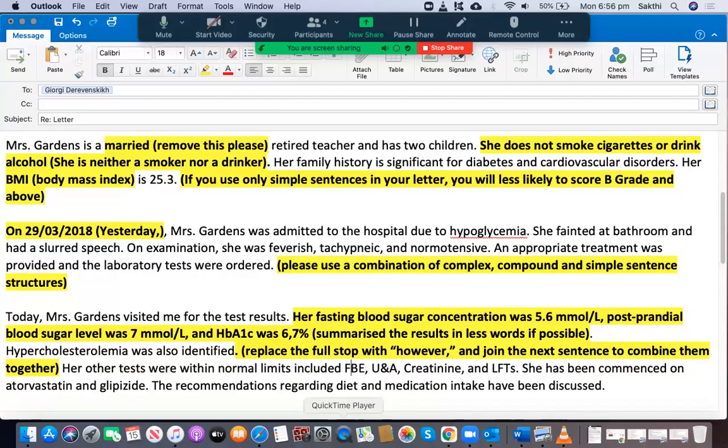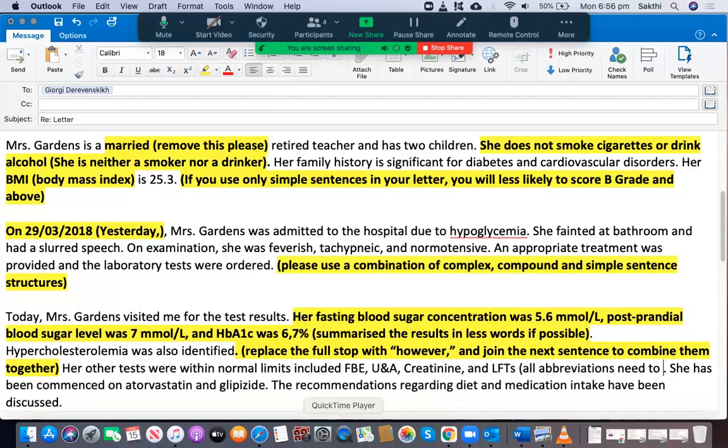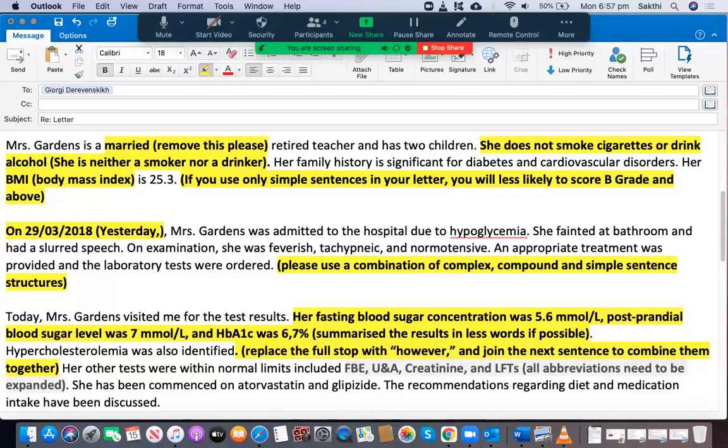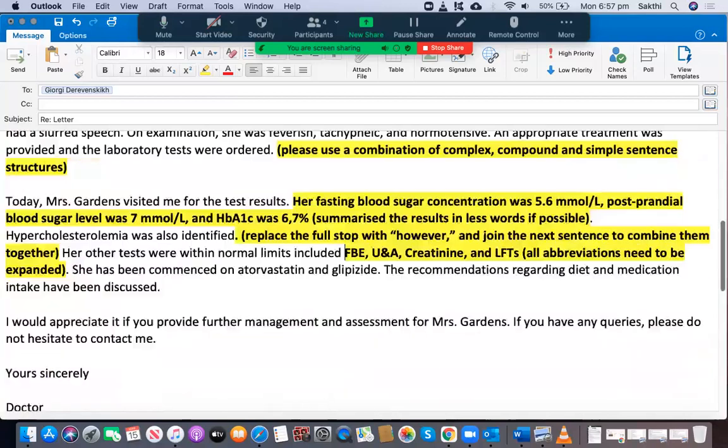And then included FBE, UNA, creatinine, and LFTs. All abbreviations need to be expanded. You should not write down FBE. You have to say full blood examination, urea, and electrolyte, or whatever the expansions. You have to write them down. All right. Let's go to the next one.